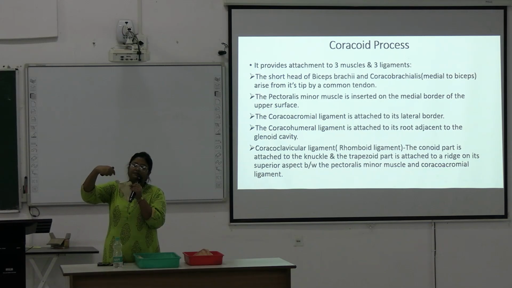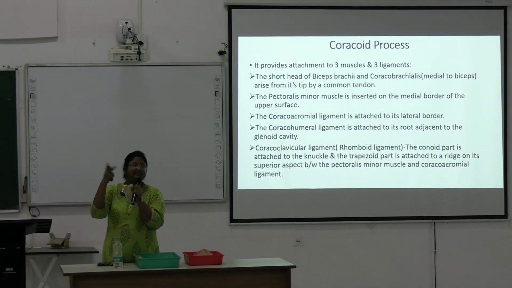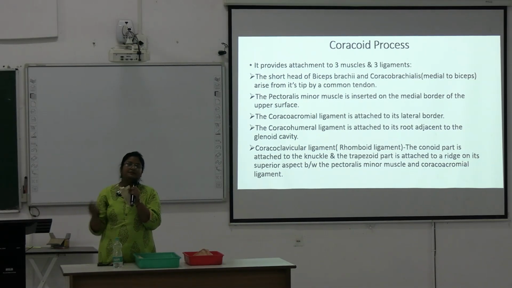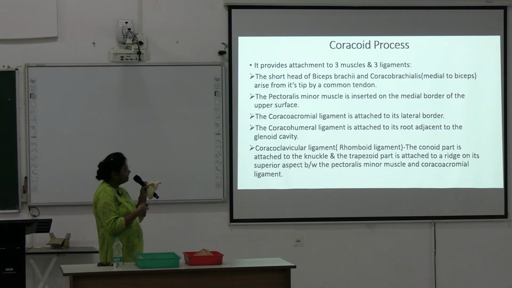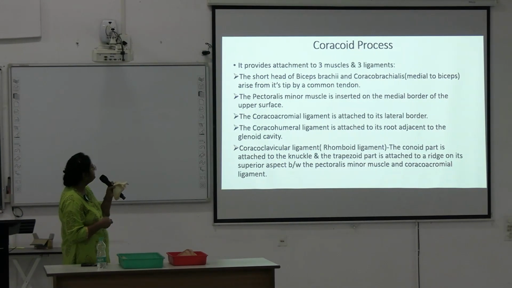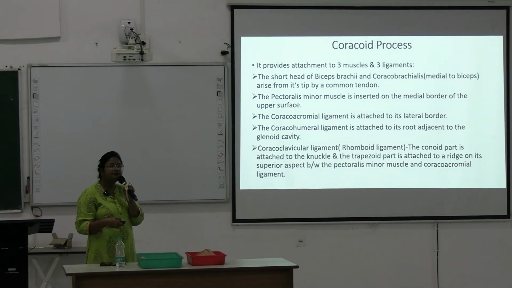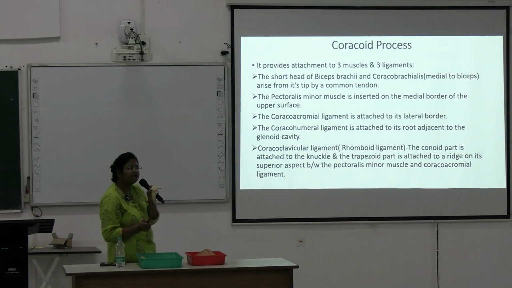Okay. In between the two, one was attaching along the medial border, one was attaching along the lateral border. Superior surface, the trapezoid part is attached. So, these are the attachments of different muscles and ligaments over the coracoid process. Okay, understood?